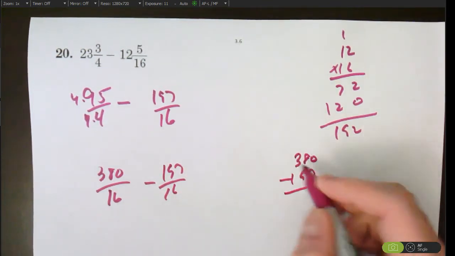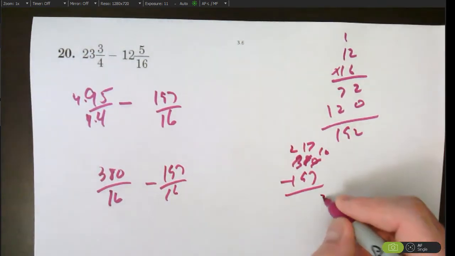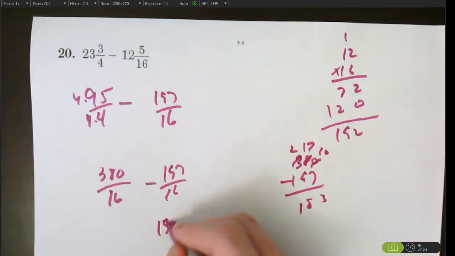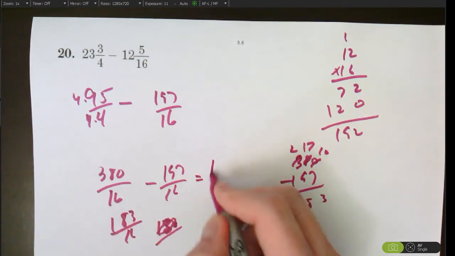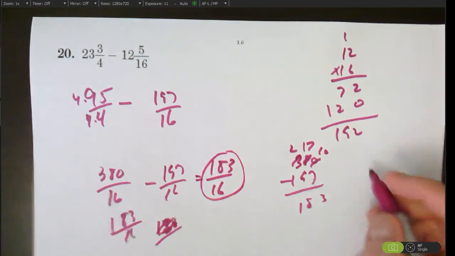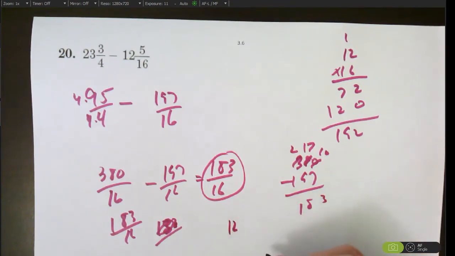380 minus 197 is 183. So 183 over 16 is our mixed number, and then ends up becoming 11 and 7/16.